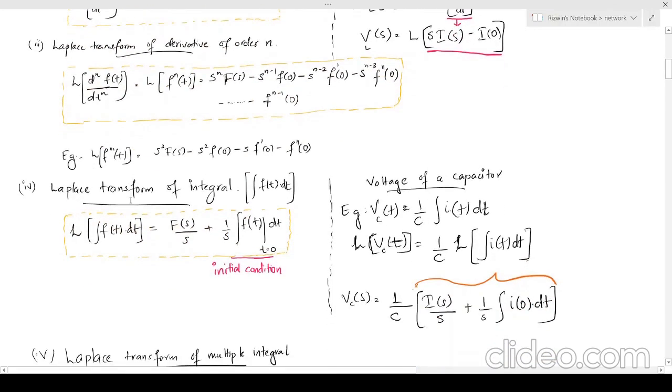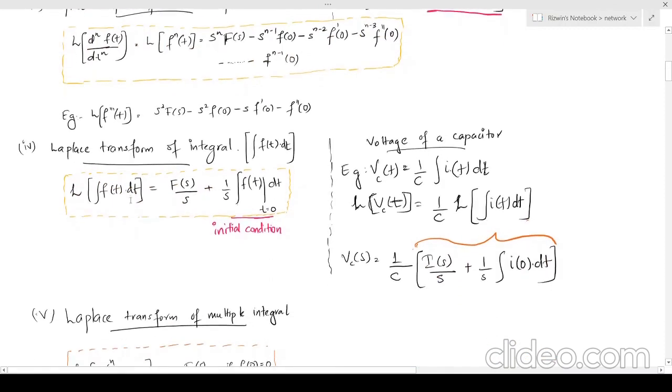Now, as we already studied the derivative, there will be an integral form also. If the integral form of a function is given by integral f(t) dt, its Laplace transform is given by F(s) by s plus 1 by s integral f(t) dt at t equal to 0. So the initial condition over here is the second part of the equation.